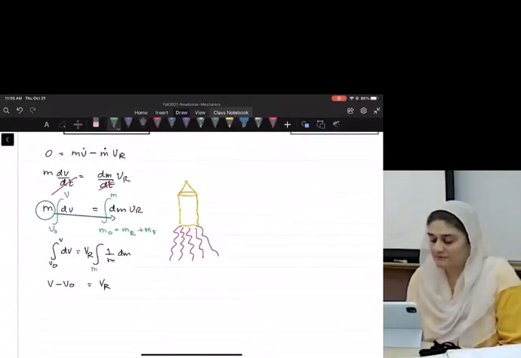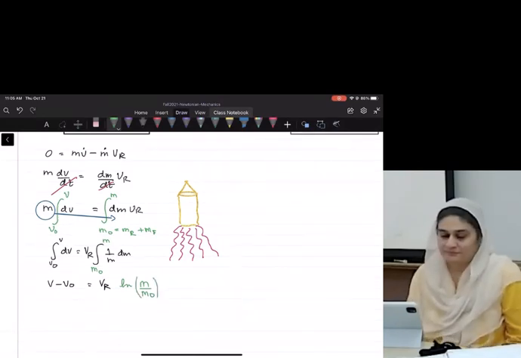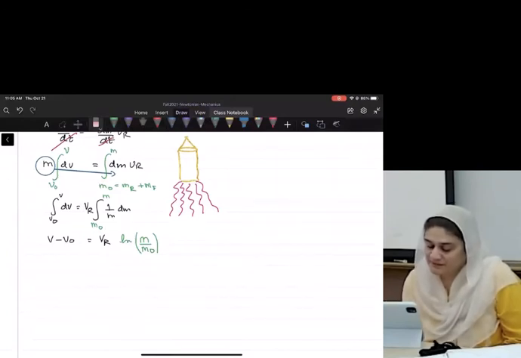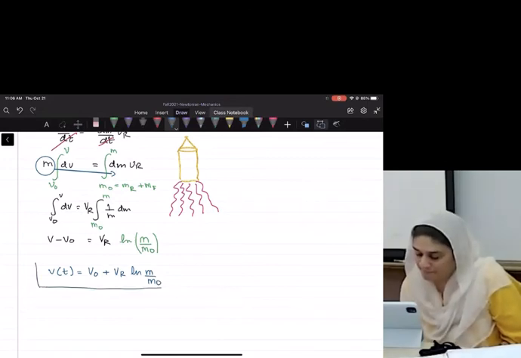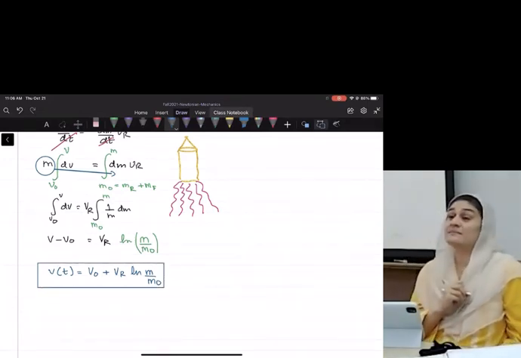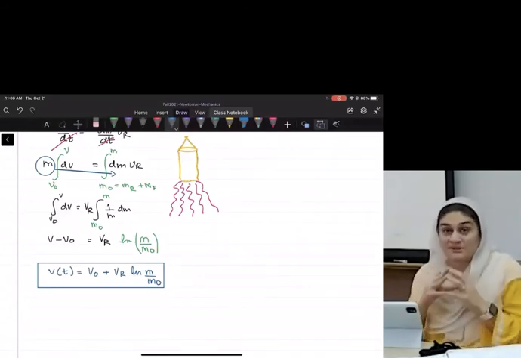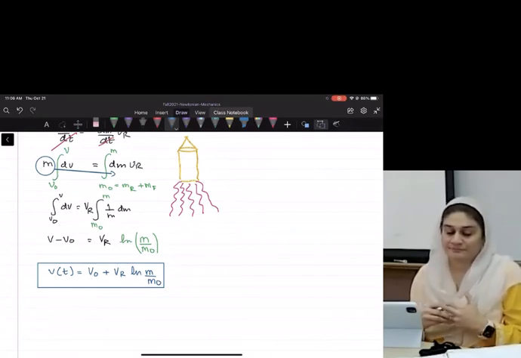integration of 1 over m gives log of m over m0. Or I can write v as a function of time equals v0 plus v_r log of m over m0, where m is the mass at any time t, and m0 is the original mass that we had. Got it? So that's one solution.